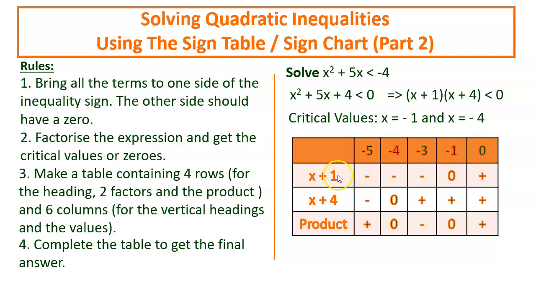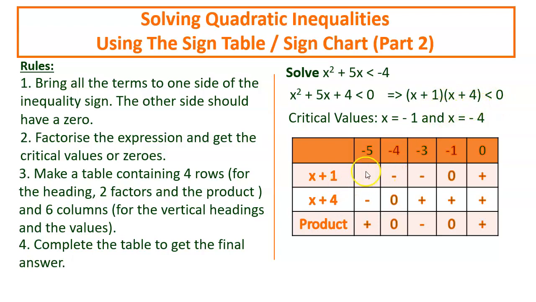Okay. Now coming to the rows. The first row, you see there are two linear factors. So I have written the two linear factors in the two rows, x plus 1 and x plus 4. And then there is this row called the product, because we have to multiply these two, and our target is to get the region which will be giving us a negative number as the product, because the inequality is less than 0. These two, after multiplication, should be a number which will be less than 0. That means it should be having a negative product.